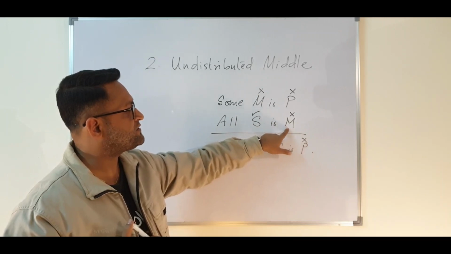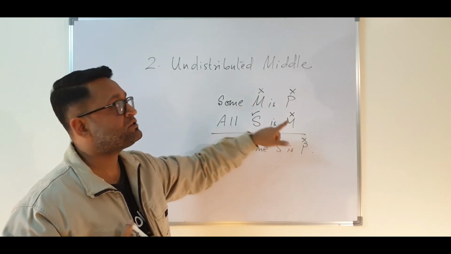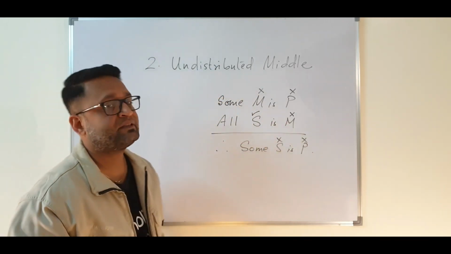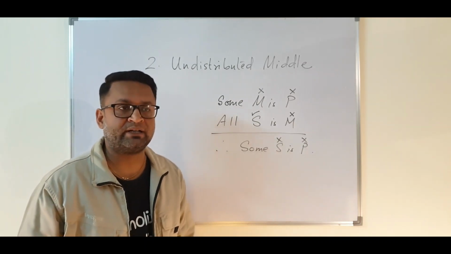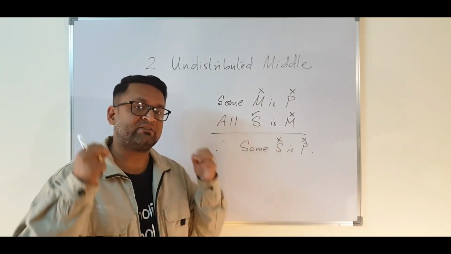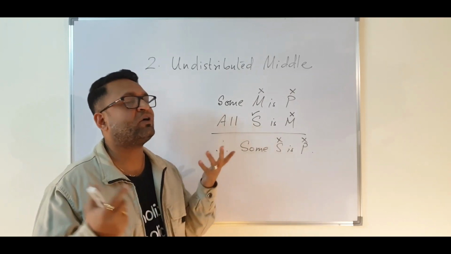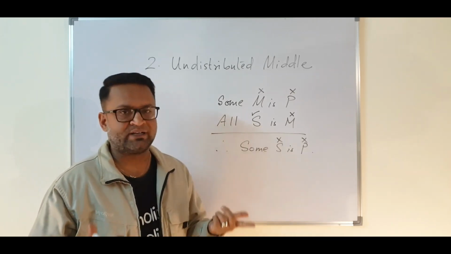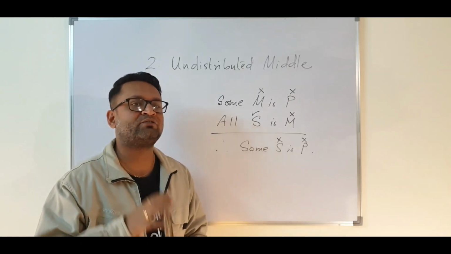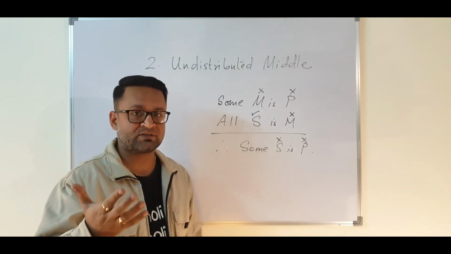Whether the middle term is distributed in the minor premise, again no. So now the problem will be that it is having an undistributed middle. That means that the middle term is not even distributed once in the premises. If this rule breaks, then we call it the fallacy of undistributed middle. So this is the second test which you have to put in order to check whether the syllogism is valid or not.